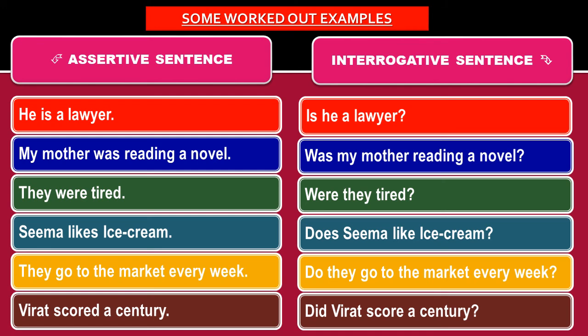Now have you noticed one thing, that from question number 4 to 6, all these sentences do not have any auxiliary verb. But what we have done here is that we have taken the help of the main verb to create the auxiliary verb, because if you see the list of auxiliary verbs you will see does, do and did are all auxiliary verbs. I hope you have understood the chapter.